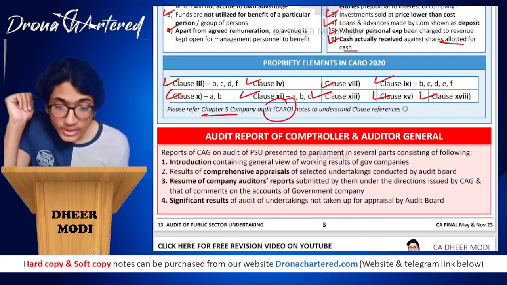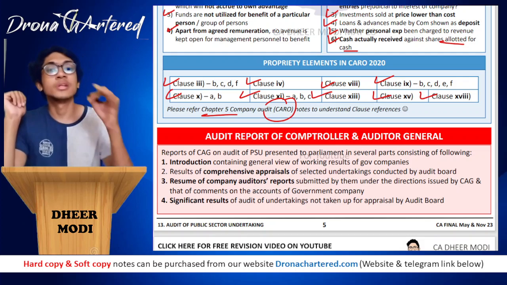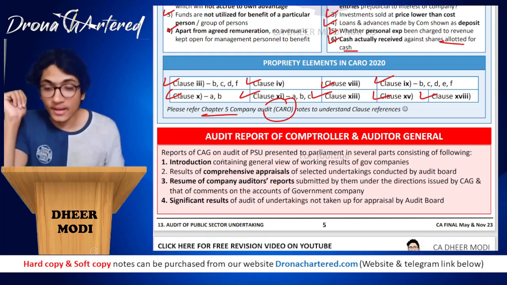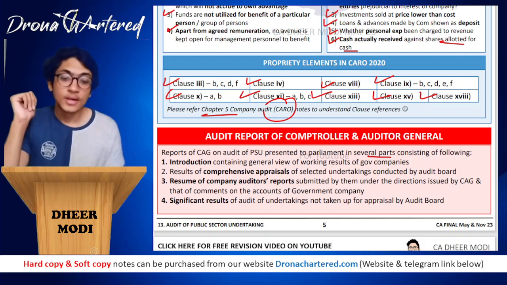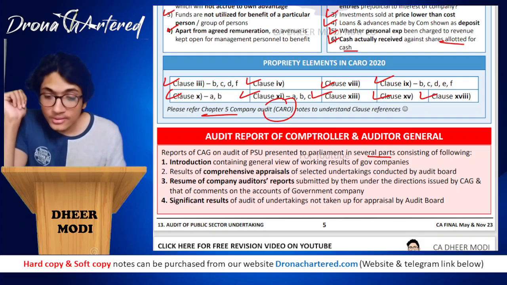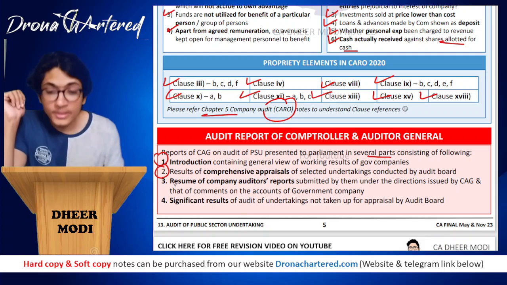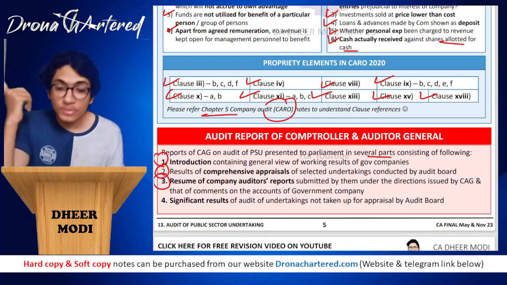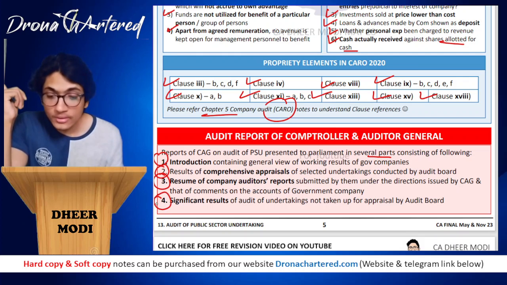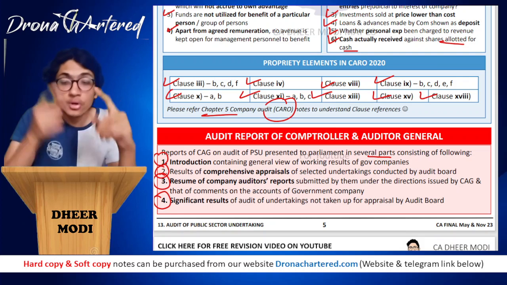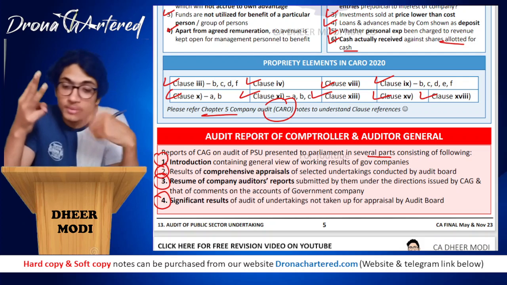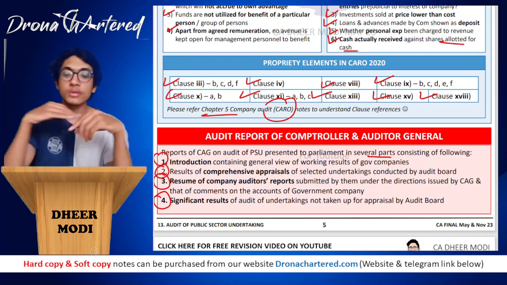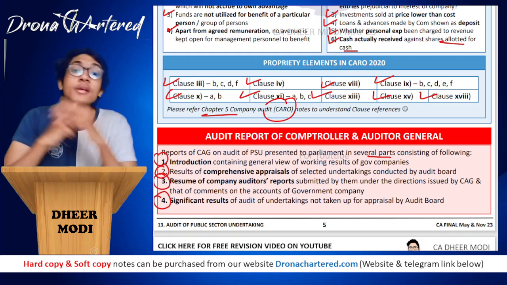Okay, next is the audit report of the Comptroller and Auditor General of India. This is your audit report of CAG. The report of CAG is presented to Parliament in several parts consisting of the following. First is your introduction, second is your comprehensive appraisal, third is resume of the company's auditors' reports, and fourth is your significant results. So this will be your order.